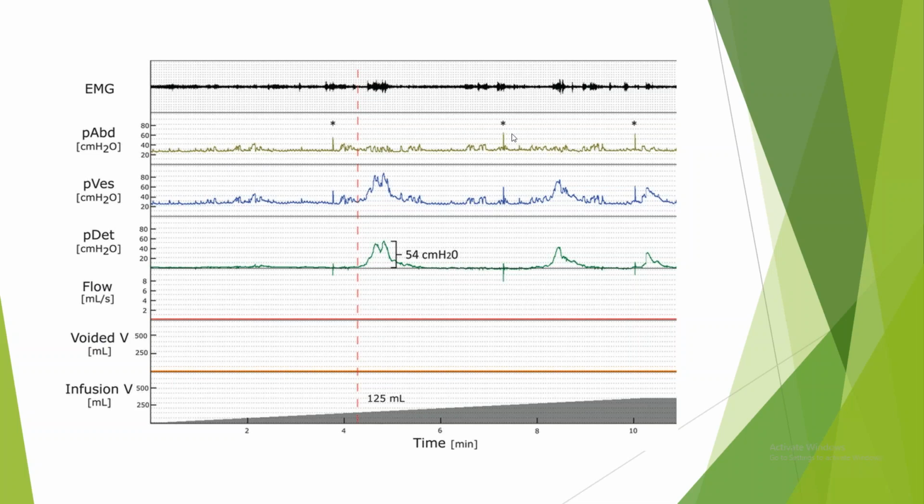This asterisk is cuff reflex. These are cuff reflex. With cuff reflex, there is an increase in both the abdominal and vesical pressure. So pressure recordings are correct in this graph. They are not artifacts. They are correct recordings. Now, what will be your diagnosis here?